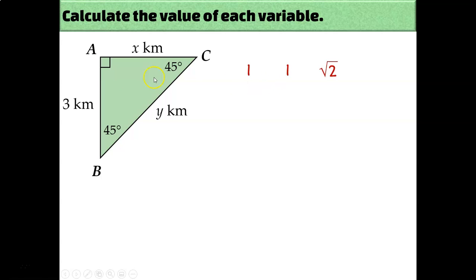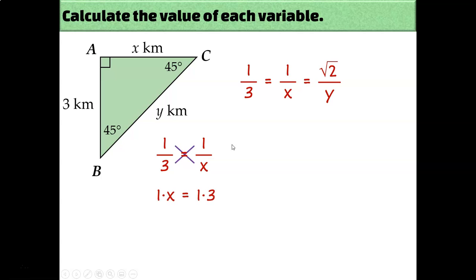Each of the 1s are referring to the legs. One of my legs is 3, the other is x. And square root of 2 matches to the hypotenuse, which for this diagram is y. Now that I've set up the complete proportion, I need to pick two ratios from it to solve for each of my variables. So for example, I could use the first two ratios here, cross multiply and solve, and figure out that x equals 3.